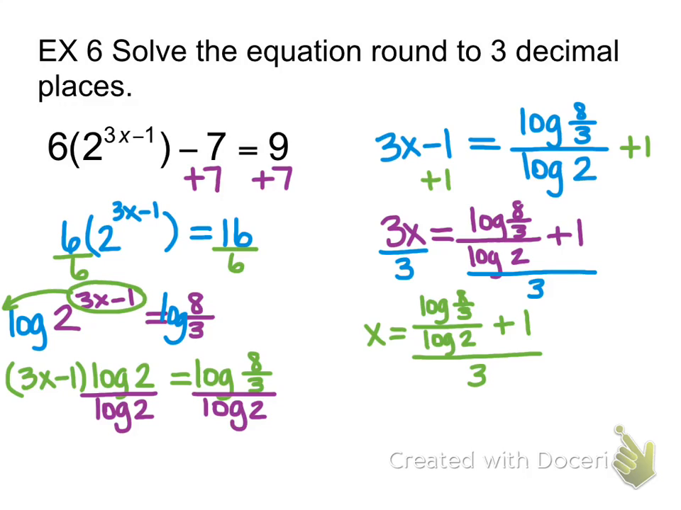Now I would take the steps to type this into the calculator and do it a piece at a time. Log of 8/3 divided by log 2, get an answer. Add 1 to that, get an answer, and then divide by 3. So in the end, after you type this in the calculator, you should get that x is approximately 0.805.